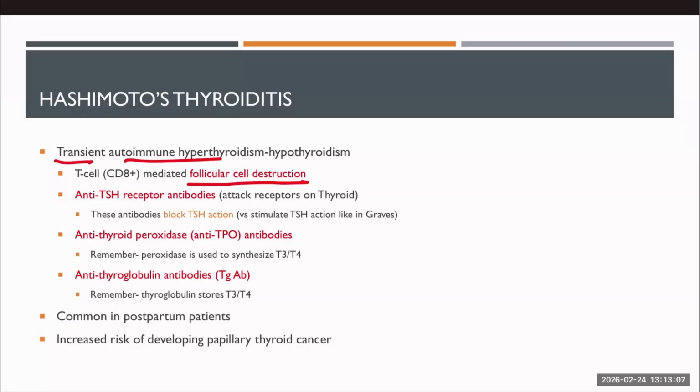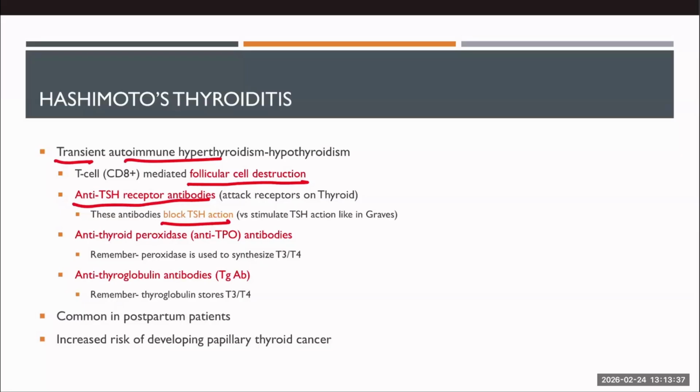We also have anti-TSH receptor antibodies, and these antibodies will block TSH action versus stimulate it like the Graves one does. So anti-TSH receptor antibodies, these shut it off. TSH receptor antibody without the anti will turn it on. So make sure when you're studying, don't confuse the two different types.